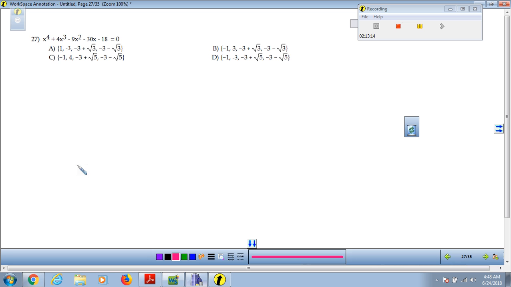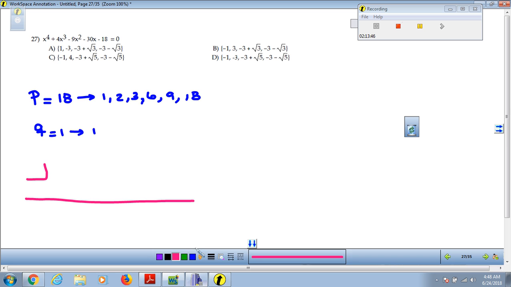Okay, the next one is the same type of problem. P is 18, Q is 1. So the factors are 1, 2, 3, 6, 9, and 18, and this is just 1. So we do the synthetic division, at least we set it up. Oh, and I forgot to do the plus or minus. It's just all these numbers divided by 1, the same as all the values in P, but with a plus or minus.